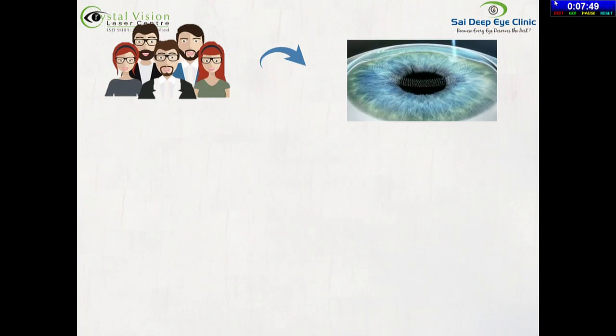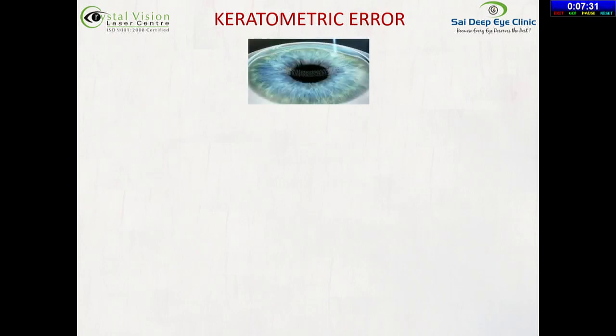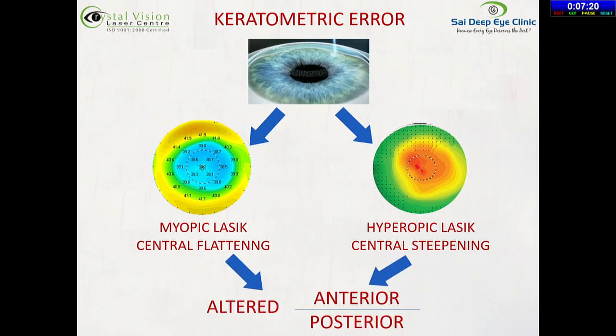What that means is that in patients who have undergone myopic LASIK, there is usually a central flattening as compared to patients with hyperopic LASIK who have a central steepening. In both these conditions, there is an altered anterior to posterior corneal ratio. Second is the formula error. The formula usually takes into consideration the corneal power and the anterior chamber depth to predict the effective lens position. As we've discussed, in both types of LASIK, the corneal power is altered and hence the effective lens position is also not calculated properly.